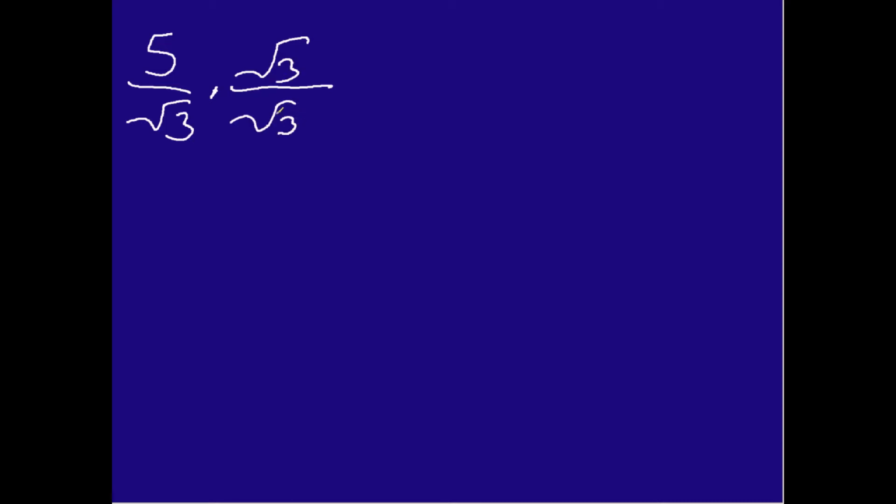Now there are some exceptions to this and we will learn about that in a moment. But when you complete this process, you will get 5 times the square root of 3 over 3, because the square root of 3 times the square root of 3 becomes 3. And you can check this if you want on a calculator.